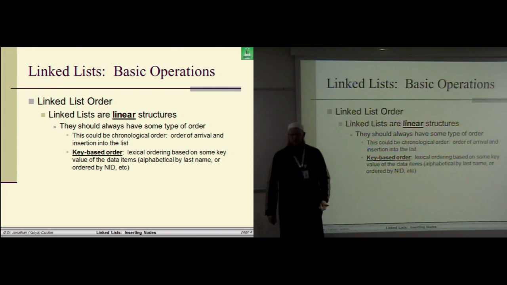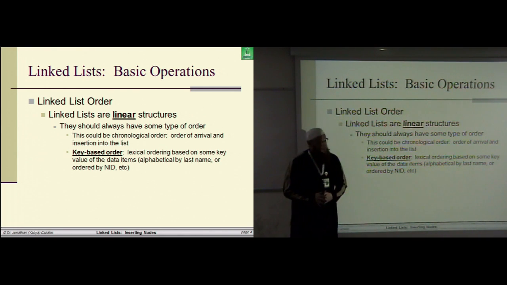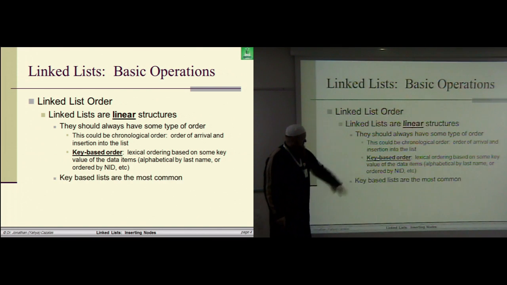It depends on the object. If we have a linked list of students, maybe the key is the student ID. Are you with me? The key? The key-based order, an order based on some important value. Maybe the important value is the university ID. If it's a linked list of passengers for an airline, maybe it's the ticket ID, or maybe it's national ID, or whatever, right? So this would be the key.